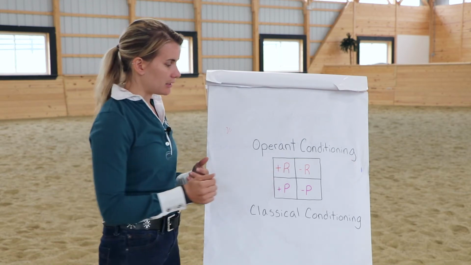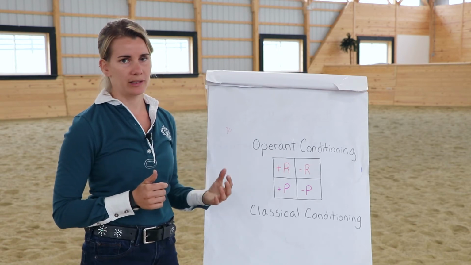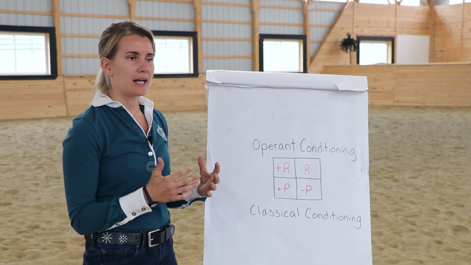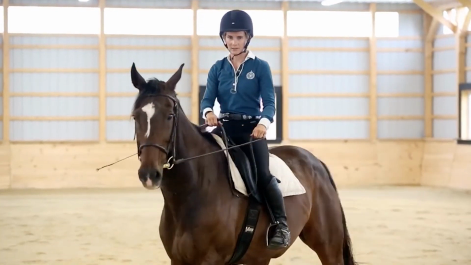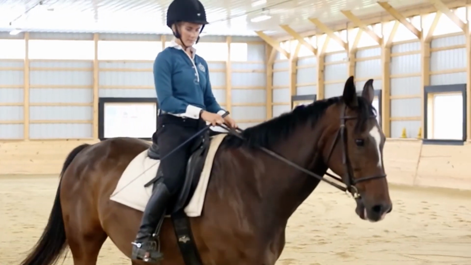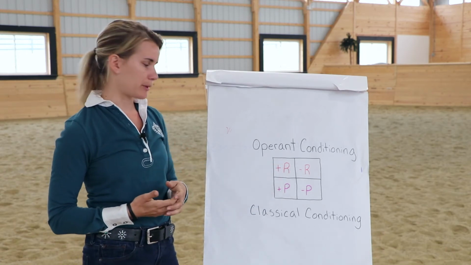Negative reinforcement is very common in training and in riding, and it's pressure and release. Anytime that you, say, squeeze your leg on your horse, and then you release that squeeze when he steps forward, or anytime that you take rein pressure and then you release that pressure when he slows down or he stops, you're using negative reinforcement.